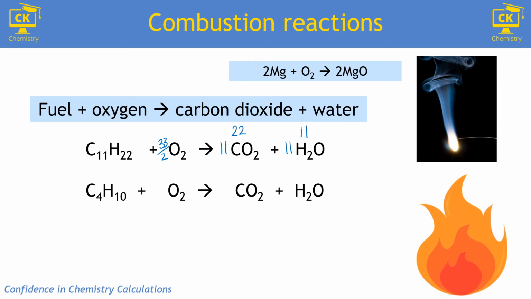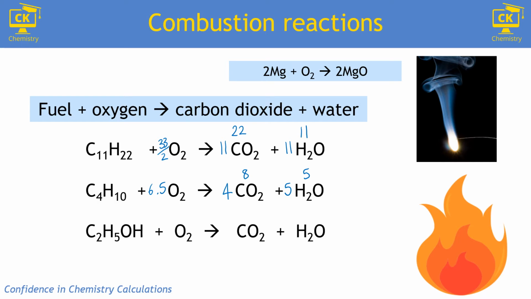Working out what that's going to give me, it's going to be 4 carbon dioxides and 5 waters, and again I'm going to have an odd number, so I'm deliberately choosing some more challenging examples here. I've got 8 plus 5, 13 oxygens, 13 over 2, so I can write that as either 13 over 2, or 6.5, however you want to express it, it's fine.